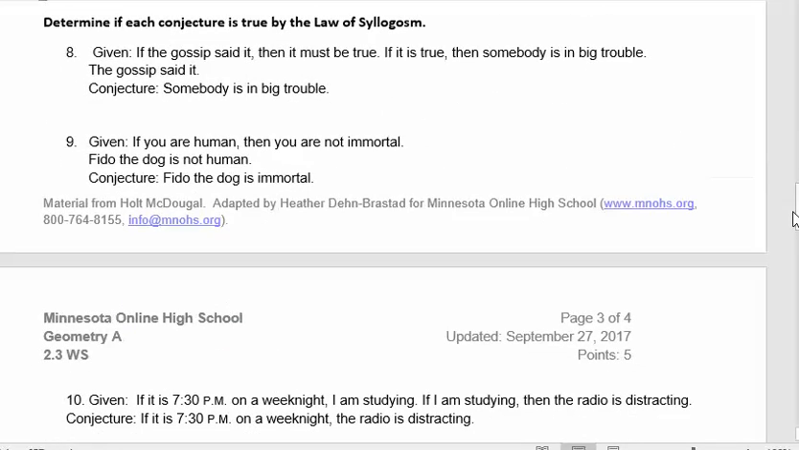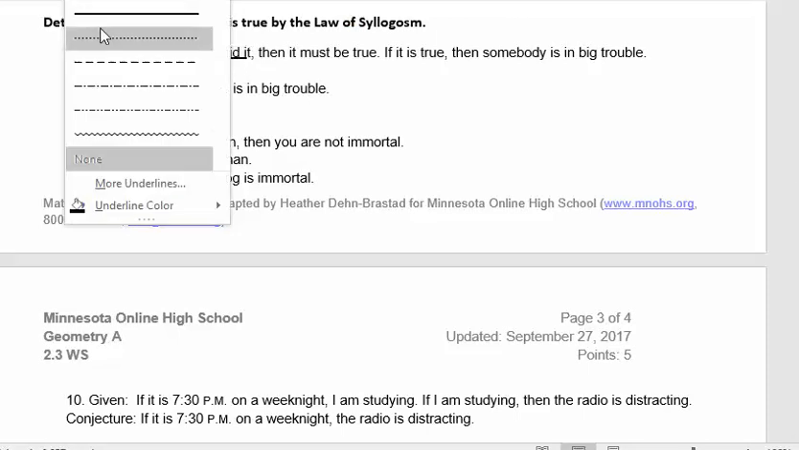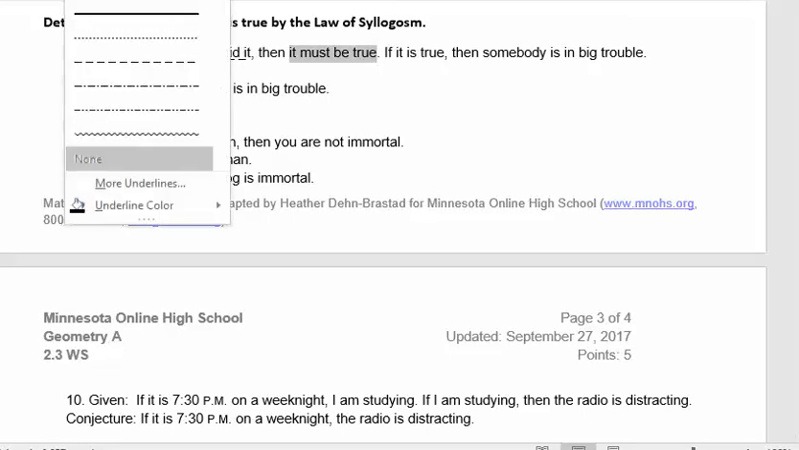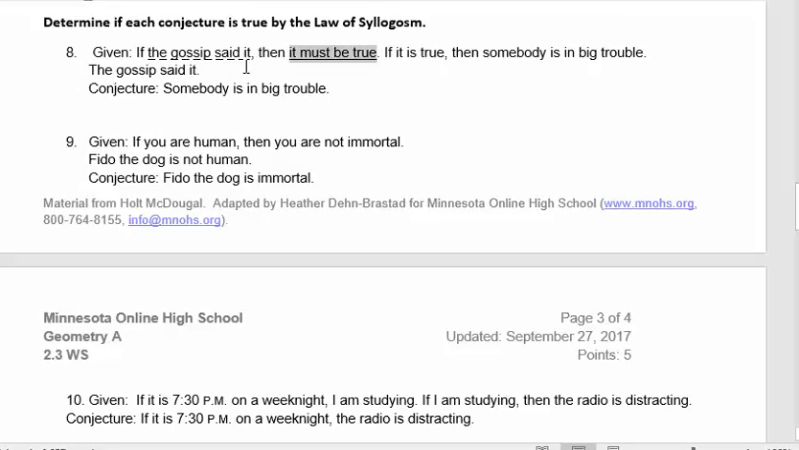Okay, now the next ones we have to look at the law of syllogism. That means that the conclusion of the first has to match the hypothesis of the second. So here, let's underline the parts. This is the hypothesis of our first. I'll put that in dashed lines. And here's our conclusion. What it says is, if the gossip said it, that's our hypothesis, then the conclusion is it must be true. Now here's the hypothesis of our second statement.